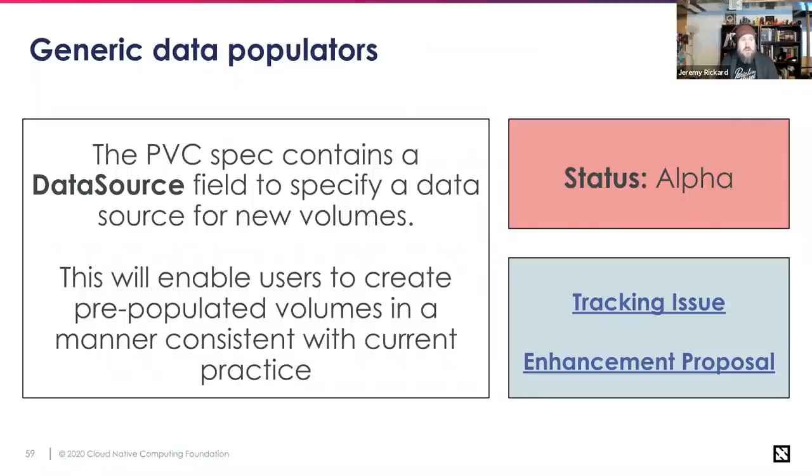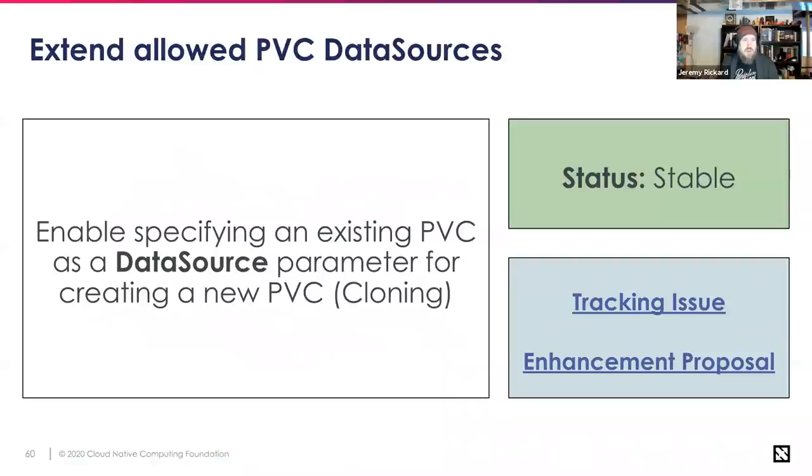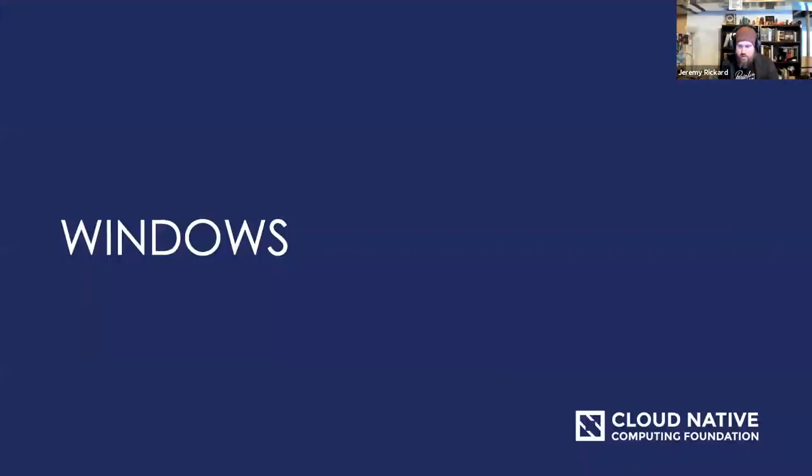And then another new alpha feature is generic data populators. You can go take a look at the enhancement proposal for some more information here. But in 1.12, the data source field was added to the persistent volume claim spec. And this is just enhancing that a little bit more. And another stable. So we've seen a whole bunch of stables, and this is the last one in SIG storage. This one is enabling you to use the data source parameter for creating a new one, basically for cloning PVCs. All right, on to SIG Windows.